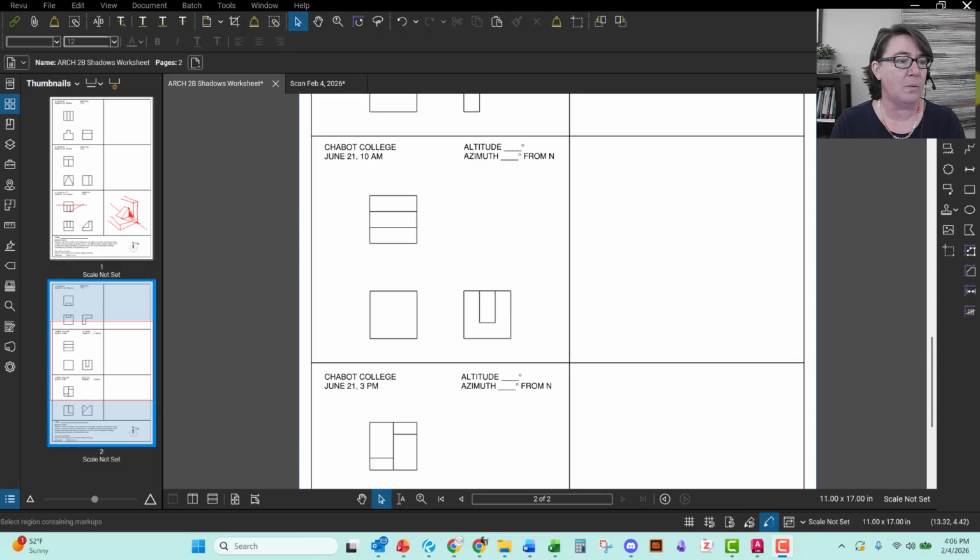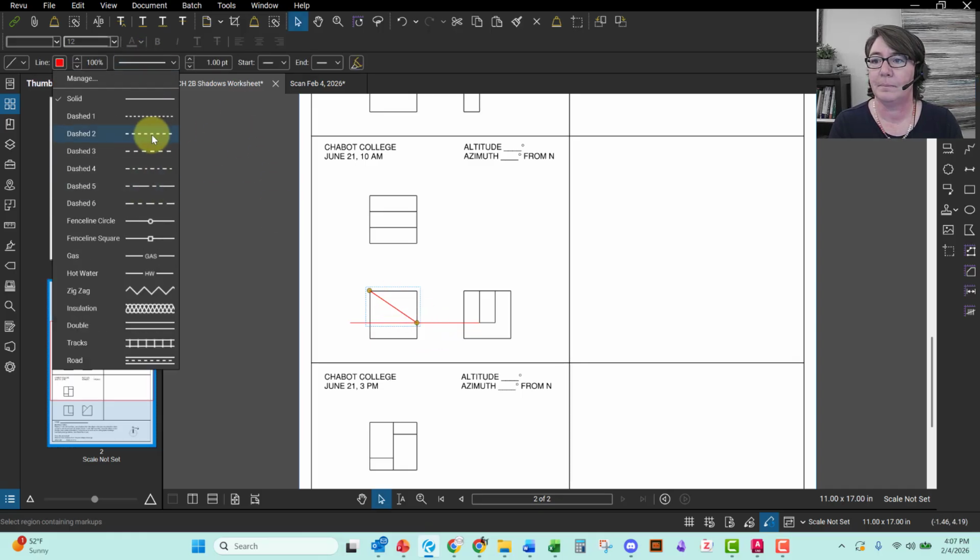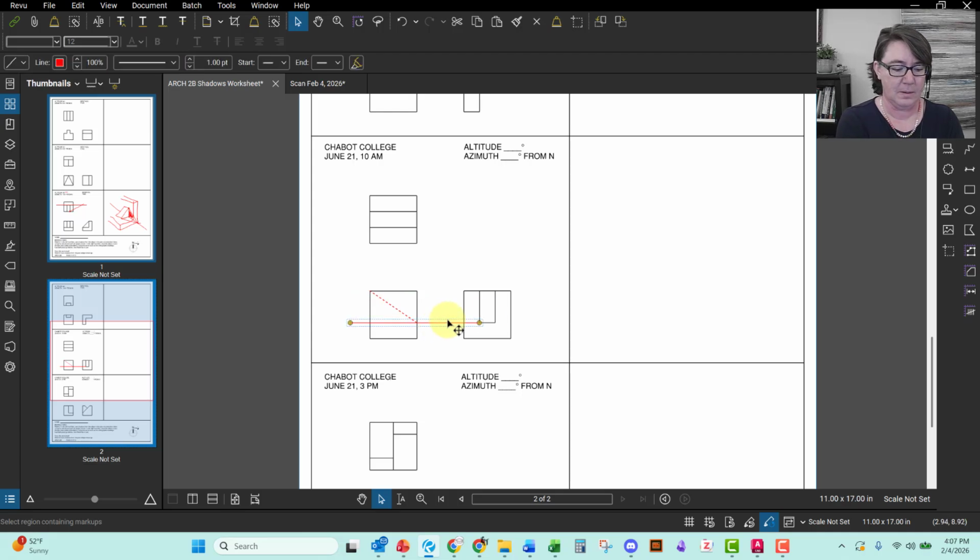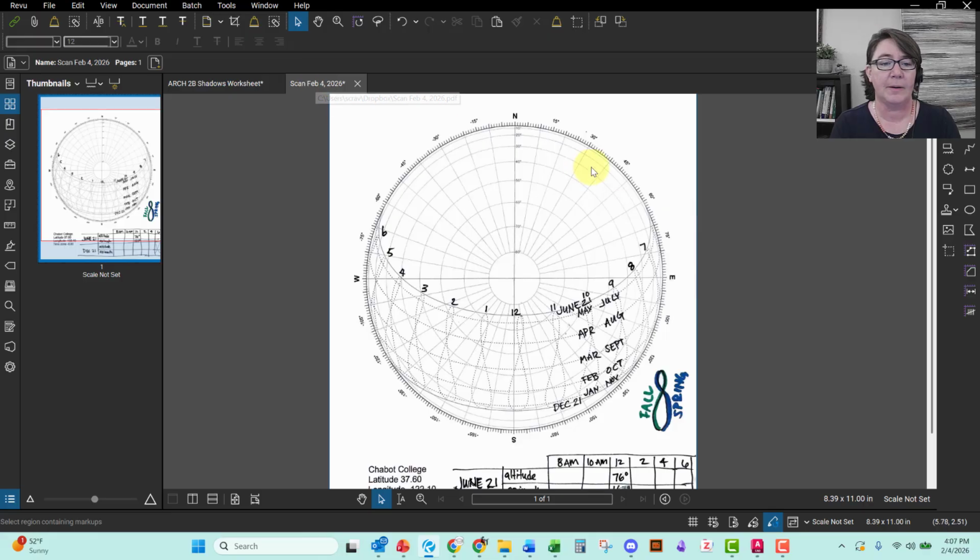And what is missing on this drawing is the dashed line. So let's go ahead and put that in. It's going to go from here to here. Turn that into a dashed line, and delete that. Okay, so that's what this is going to look like. And then we are interested in the altitude and azimuth for June 21st at 10 a.m. Let's go take a look at our sun diagram. We've got June up here along the top, and we've got 10 a.m. right about there.